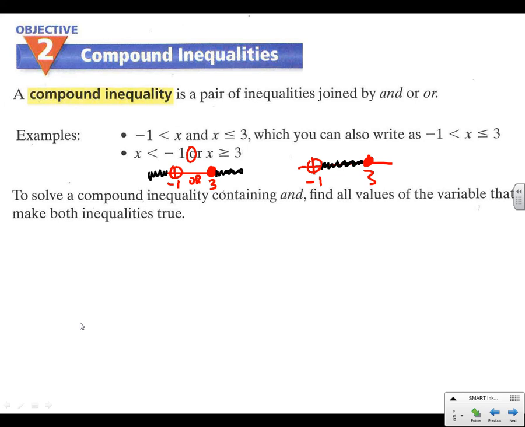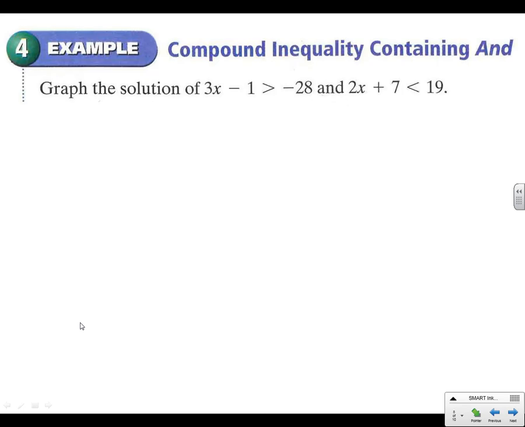All right? So to solve this, we're going to find all the variables that make the inequalities true. All right? So let's take a look here. I've got an and compound inequality. Let's go ahead and solve it like we normally would, but just two different problems. So I'm going to solve the left one first. I'll add 1. 3x is greater than -27. Divide by 3. X is greater than -9.